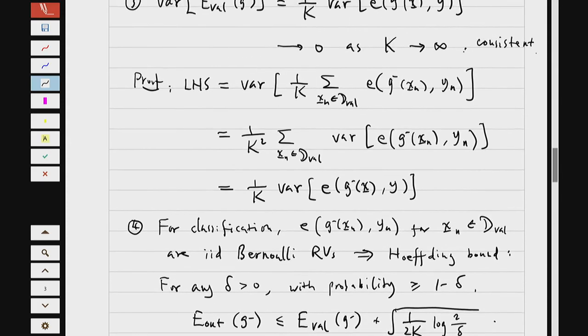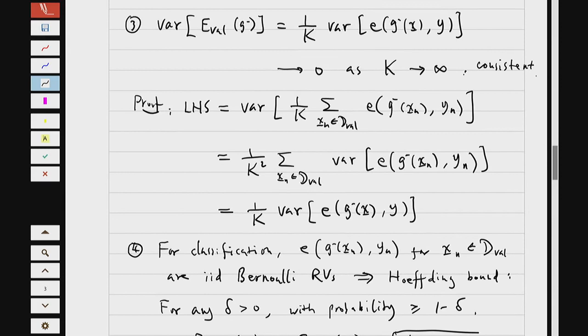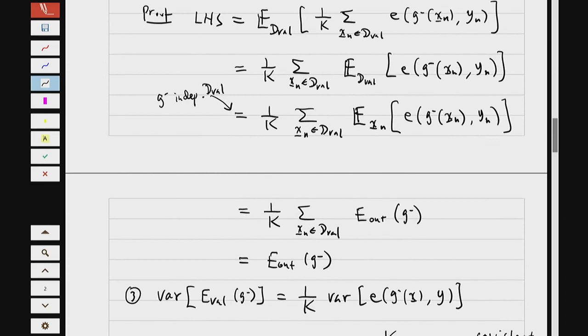What is it saying and why is it important? Oh, it's consistent. That means that when the variance of the random variable goes to 0, the random variable converges to its own mean value. Imagine a random variable. The variance represents how random the random variable is. If the variance is 0, that means the random variable is not random at all. It just equals its own mean value. And the mean value, because of unbiasedness, is equal to E out. So that's good. It converges to E out.